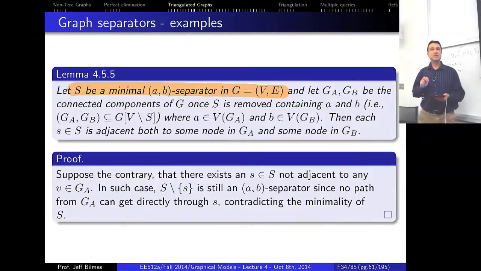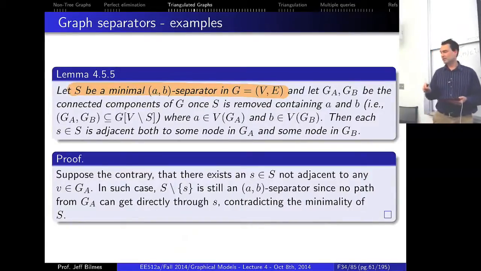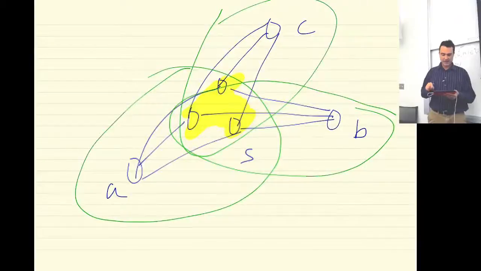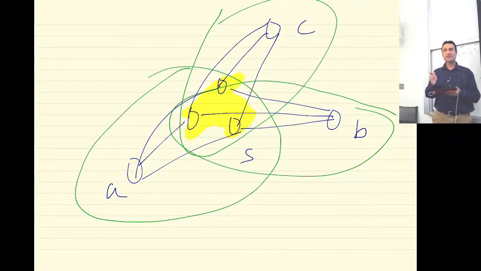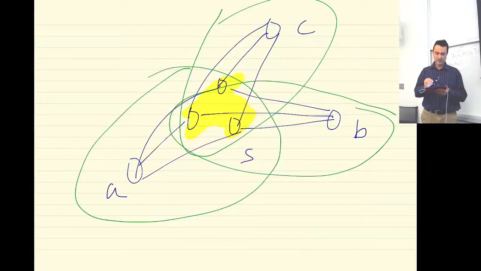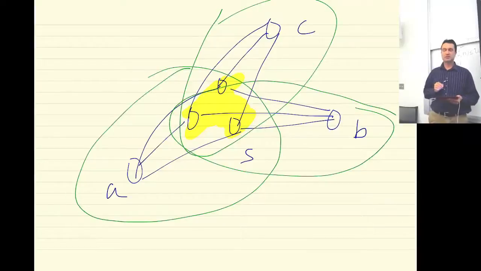It's saying that S is a minimal A-B separator, so it's a minimal separator now. And we're letting GA and GB be the connected components of G once S is removed. So it necessarily is the case that if you're starting with a connected graph, and S is a separator, it shatters the graph into different pieces, each of which is connected. So in this case, these things that I've highlighted in green are the connected components.